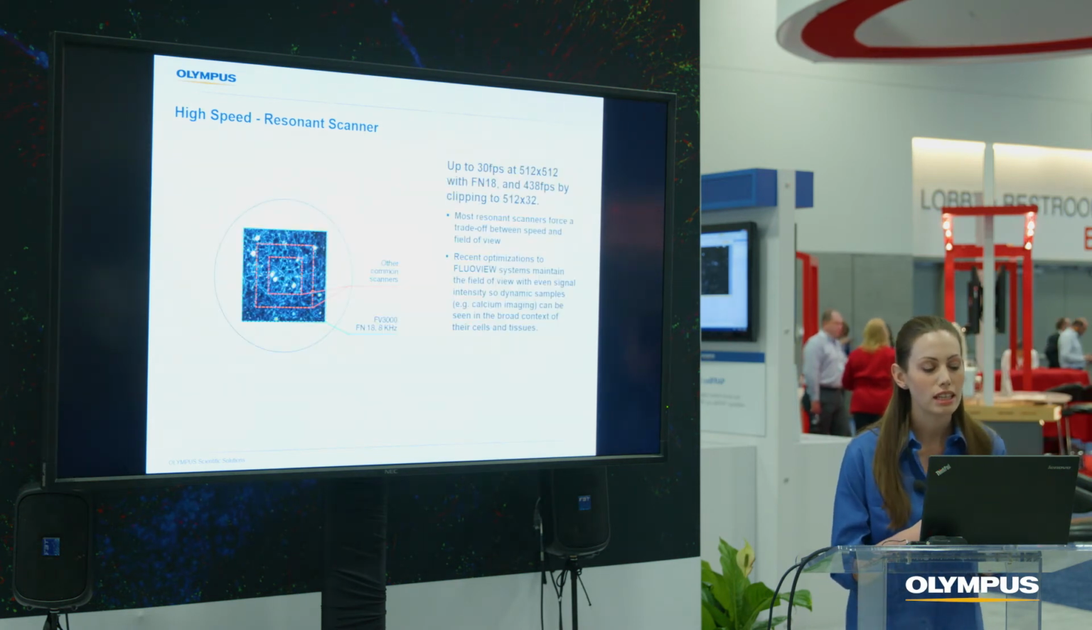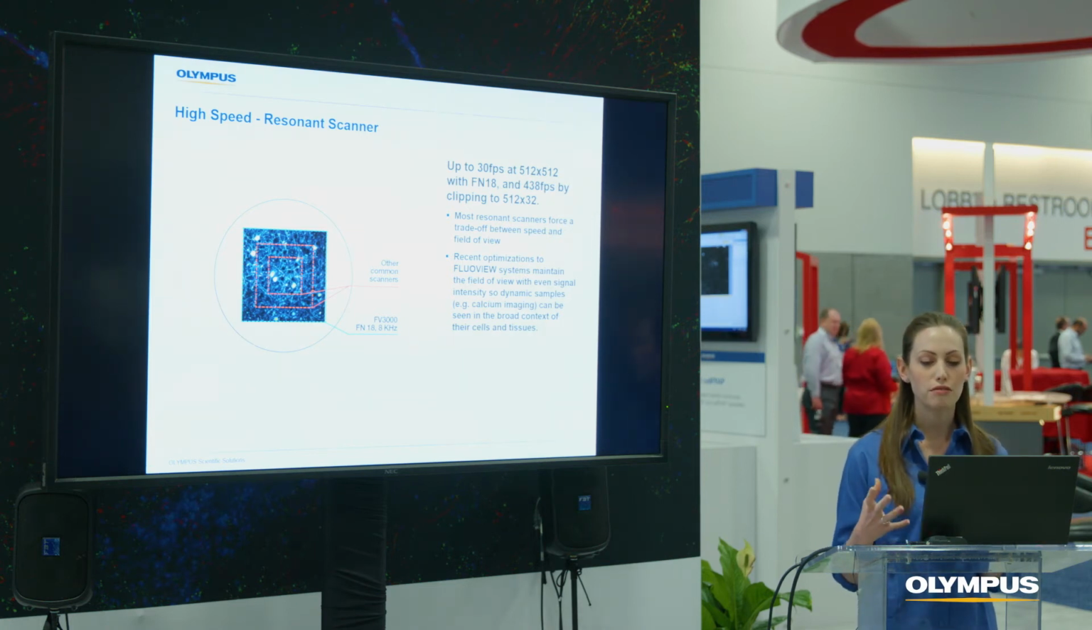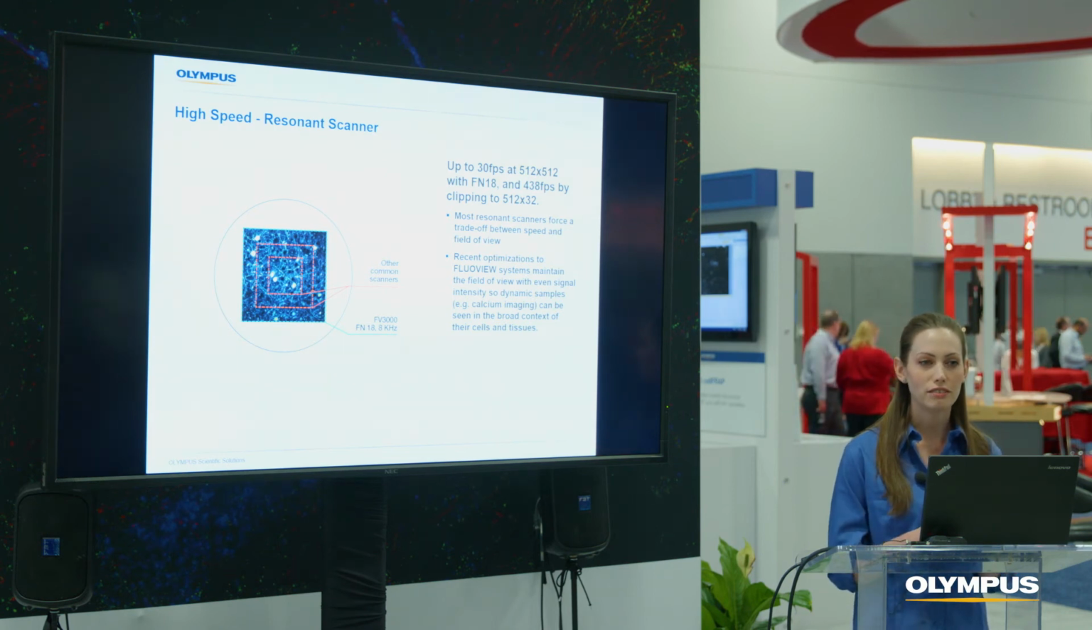Now, typically, the use of a resonance scanner has meant that there is a trade-off between the field of view and the speed at which you can capture. But on the resonance scanner featured on the FLUOVIEW 3000, you can capture up to 30 frames per second at a full field of view.